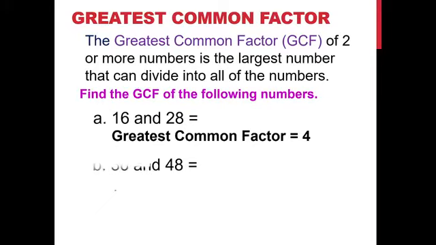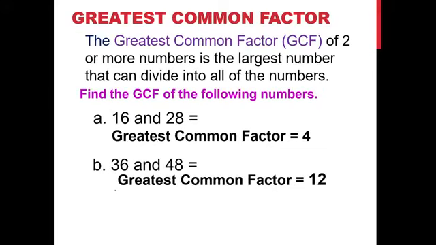Let's have example letter B. 36 and 48. What is the greatest common factor? Correct. The greatest common factor is 12. I cannot use 6 because, although 36 divided by 6 is okay and 48 divided by 6 is okay, there is a number greater than 6 and that number is 12. Because you can divide 36 by 12 and 48 by 12. So take note, 12 is the largest number that can divide 36 and 48.